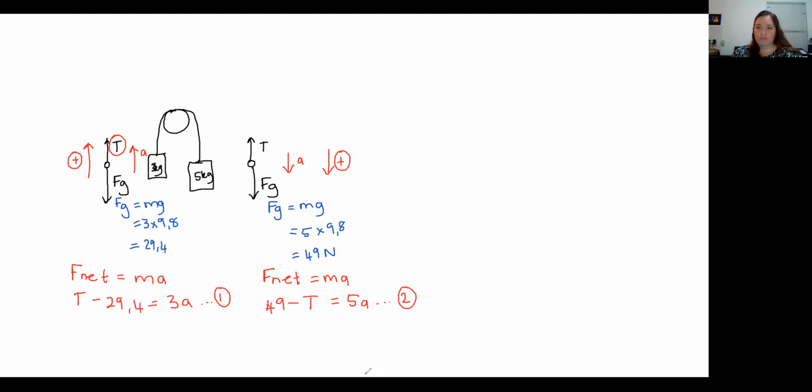From here, I'm sure all of you can do simultaneous equations and solve for A and T, but the hard bit is to get those two equations.